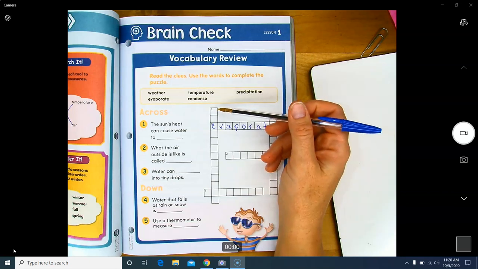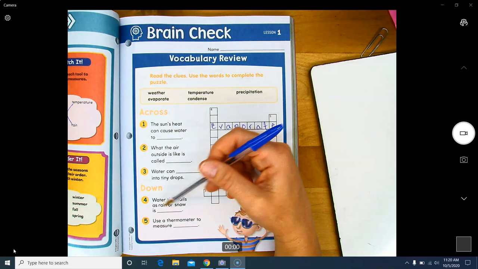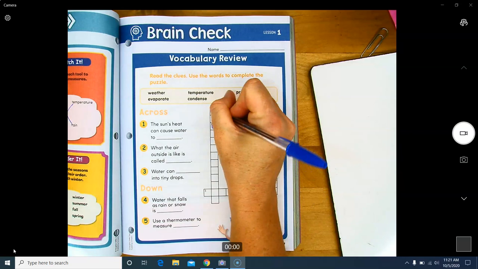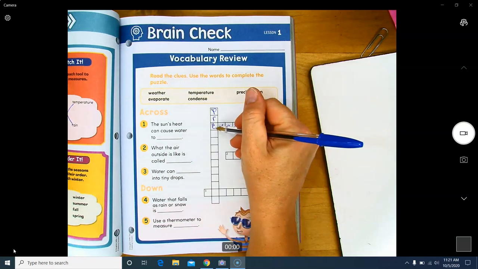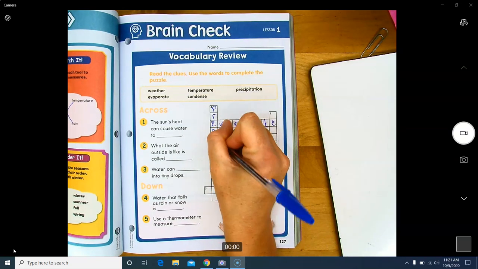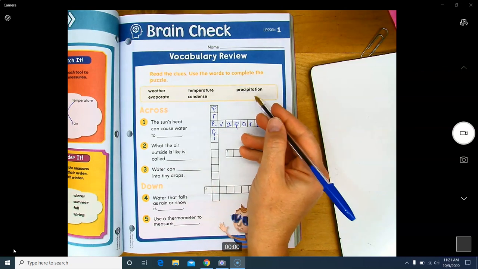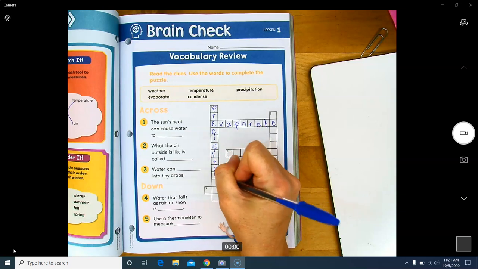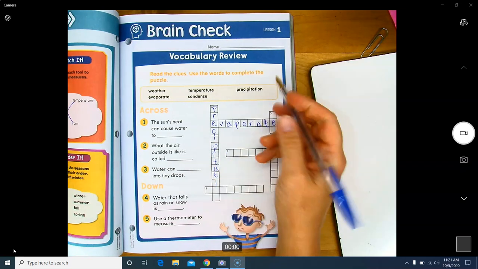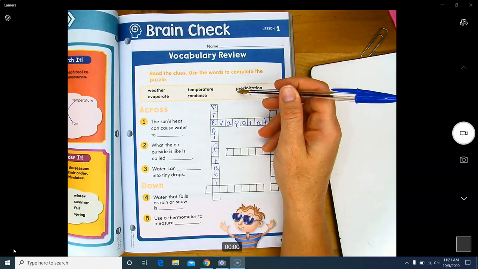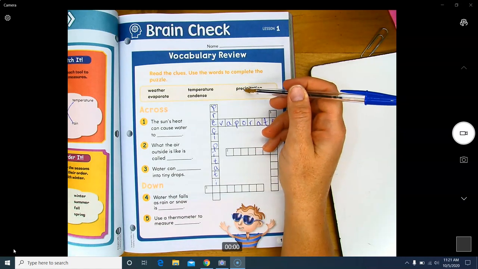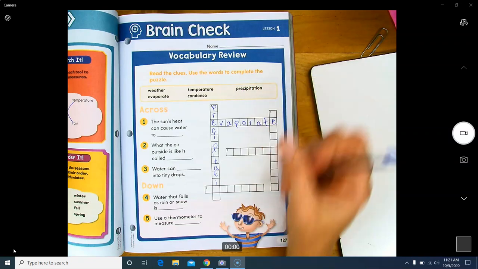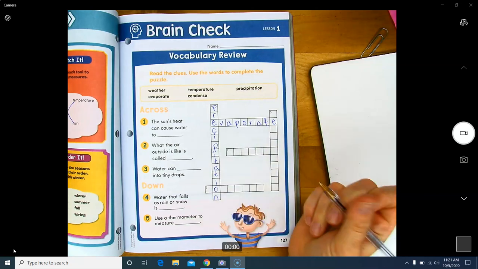Okay, so I'm going to do one more. Number four, water that falls as rain or snow is, this is four, we go down, precipitation. So I already have the E, so I don't have to rewrite the E, it's just one letter per box. Uh-oh, I think I misspelled it. P-R-E-C-I-P. Oh, nope, I didn't. Precipitation.